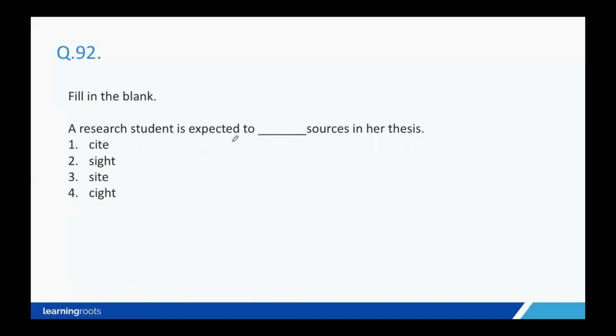92nd, a research student is expected to not cite, okay, not this is not a word at all. So the research student is expected to cite, okay, CITE, because of which one becomes the answer, right? So cite has to do with seeing something, cite is a place. Okay, so if you are citing some sources, it has to be CITE.